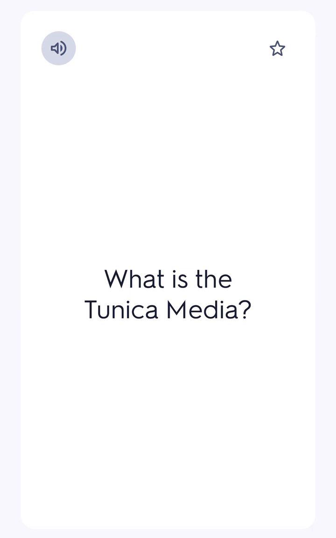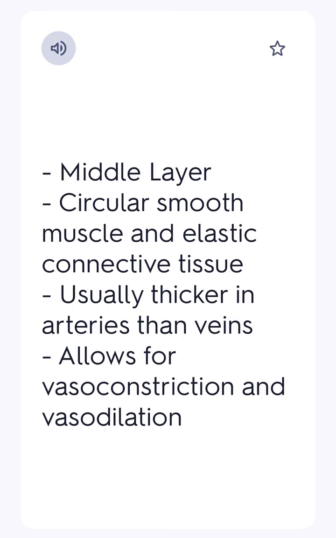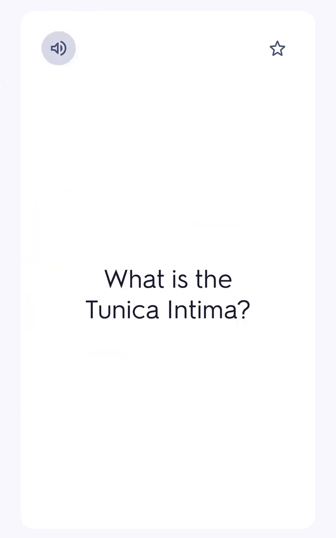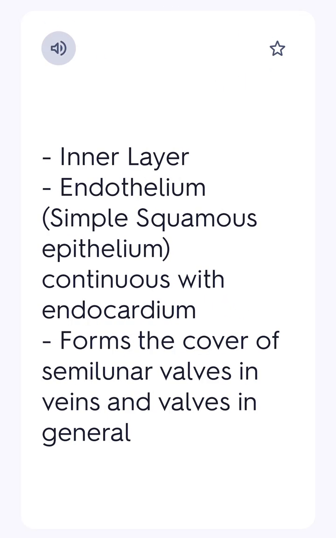What is the tunica media? Middle layer, circular smooth muscle and elastic connective tissue, usually thicker in arteries and veins, allows for vasoconstriction and vasodilation. What is the tunica intima? Inner layer, endothelium continuous with endocardium, forms the cover of semilunar valves in veins and valves in general.